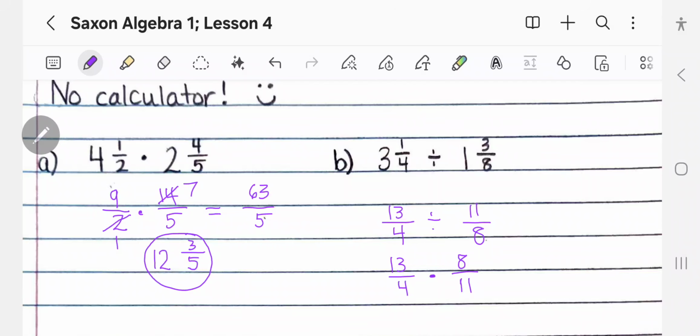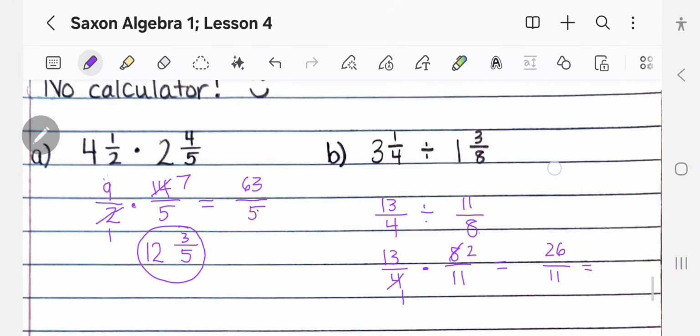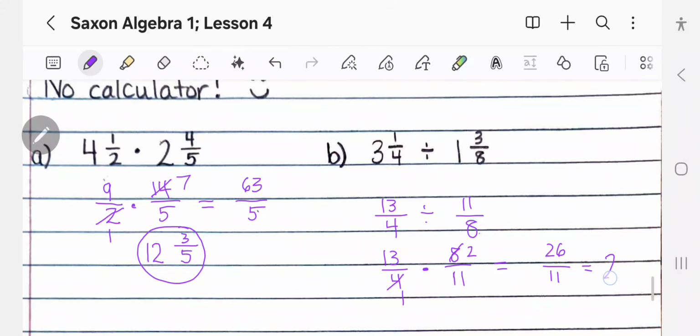Then I ask myself, well, is there anything I can cancel there? And I see that I can. There's 1 four in there, and there's 2 of them there. And now I can multiply straight across. 13 times 2 is 26, and 1 times 11 is 11. And that is enough to make 2 wholes, which would make 22, and that would leave me 4 left. So 2 and 4 elevenths would be your final answer.